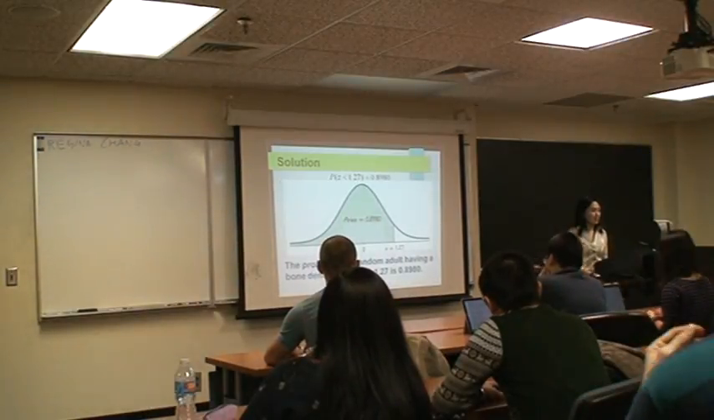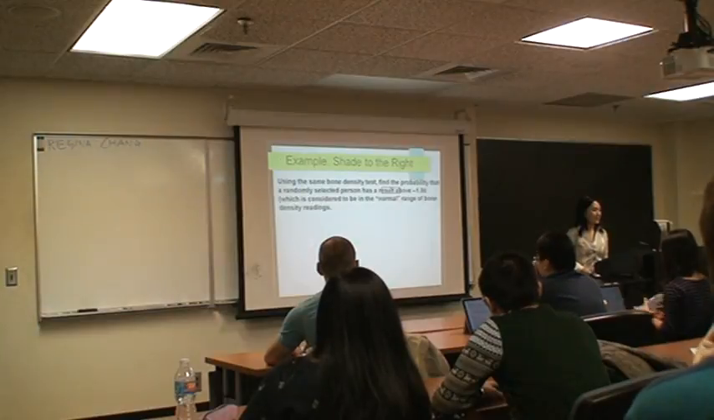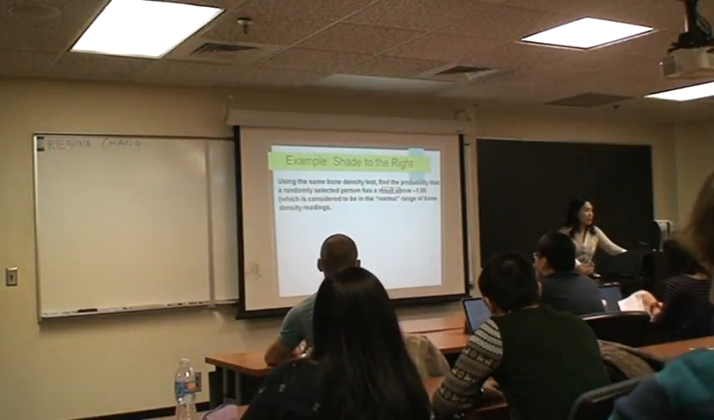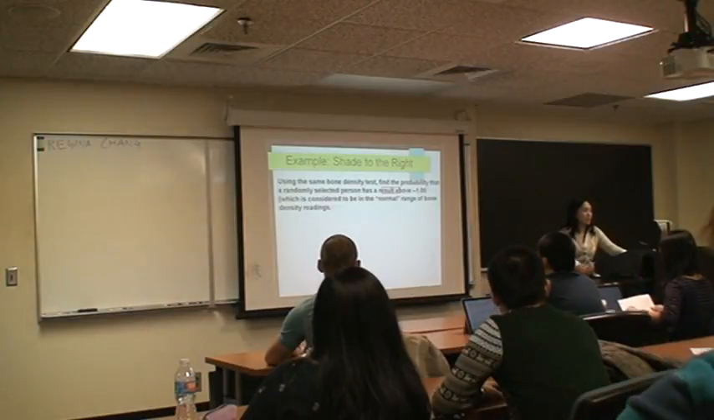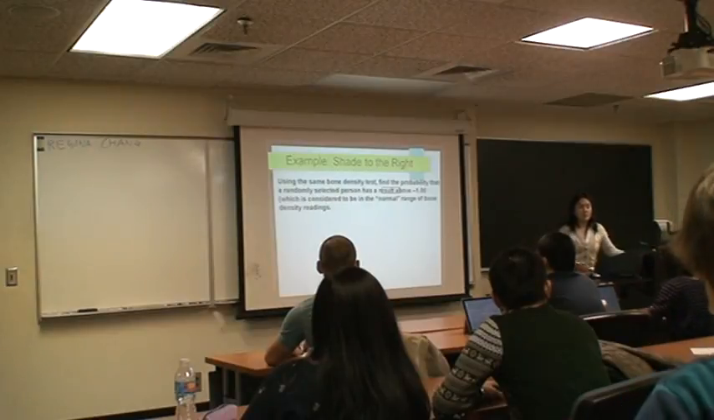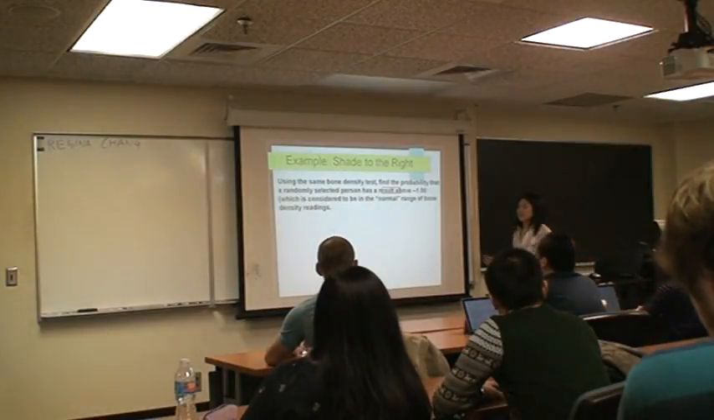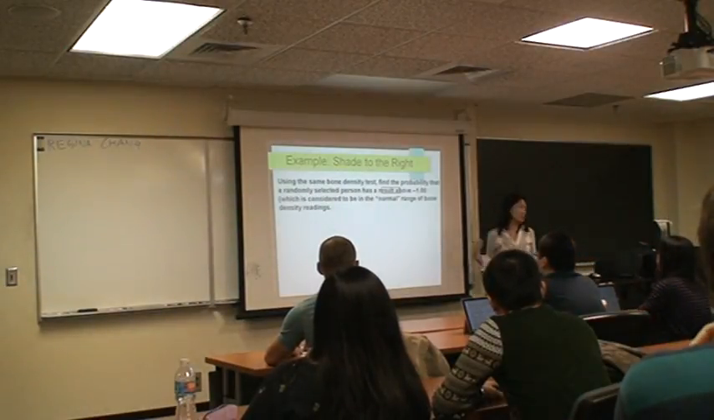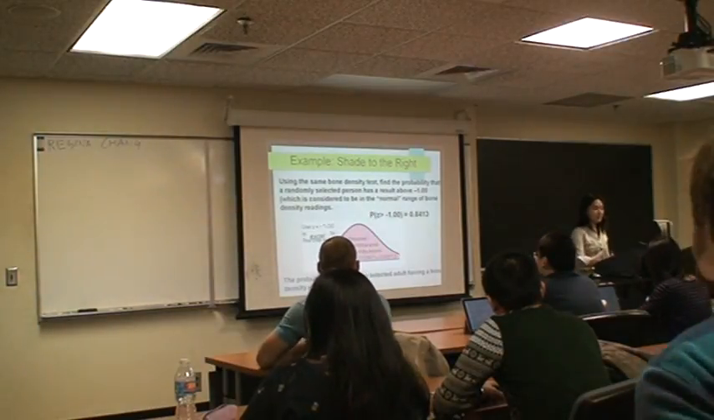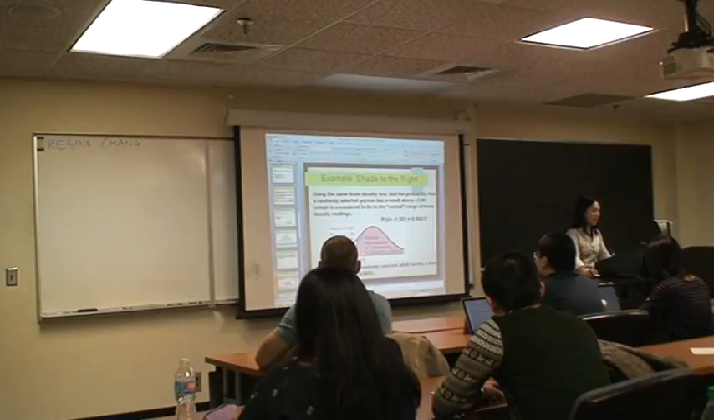And this is the same thing. Second example, using the same bone density test, find the probability that a randomly selected person has a result above -1. So what does "above" translate to? Shade to the right, more than. So whatever you put into Excel, you're going to have to subtract from 1.